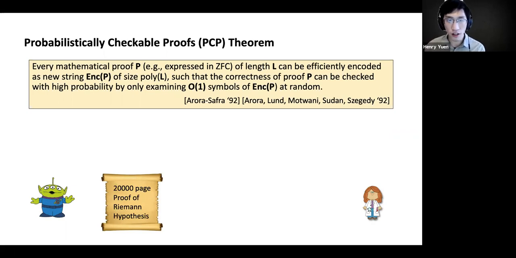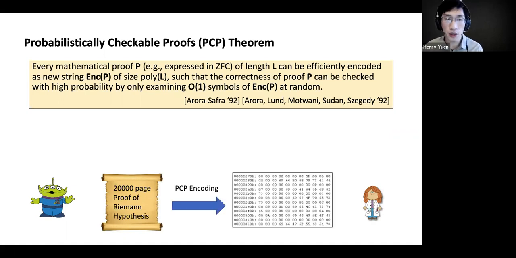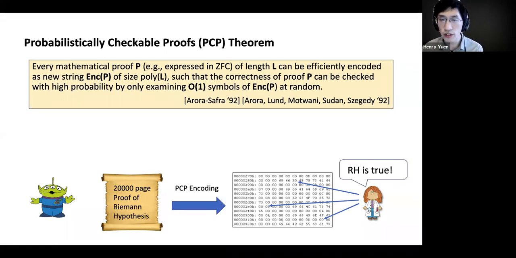It's very, very long. But the PCP theorem allows us to go back to the aliens and say, why don't you provide us a PCP encoding of your proof? And we can check just by examining a constant number of symbols of this proof at random to conclude whether your proof was valid or not. And maybe we would conclude at the end that we believe that the Riemann hypothesis is true.